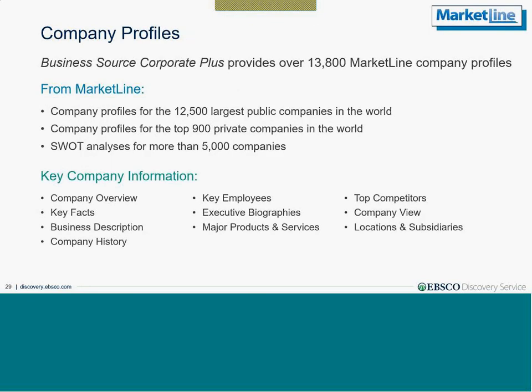Also, in addition to the company information tab, there are company profiles. Business Source Corporate Plus provides over 13,800 MarketLine company profiles. MarketLine provide the information to us. From MarketLine, profiles are available for the 12,500 largest companies in the world and profiles for the top 900 private companies. You'll also find SWOT analyses for more than 5,000 companies. In the key company information, you'll find things like facts, the business description, competitors, major products and services that the company provides, and their locations and subsidiaries.